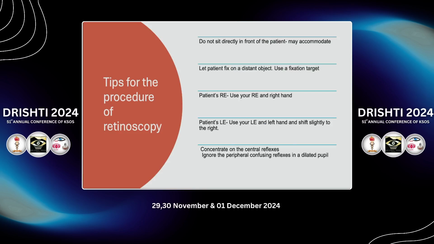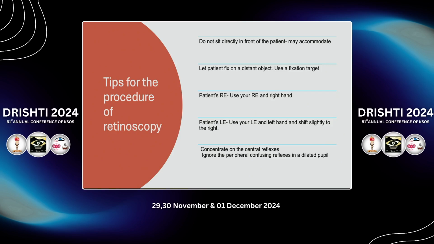Do not sit directly in front of the patient because then the patient is going to look at you and accommodate. So you sit in front of the patient, but let the patient look behind you at some distant target like Snellen's chart. If you're doing the retinoscopy of the patient's right eye, use your right eye and your right hand.